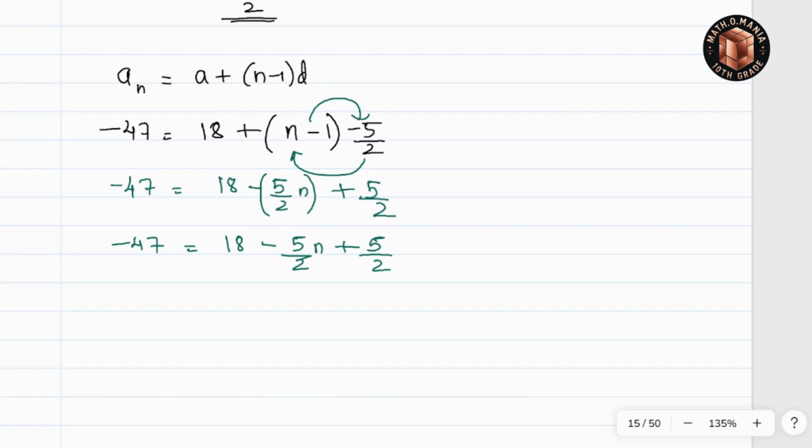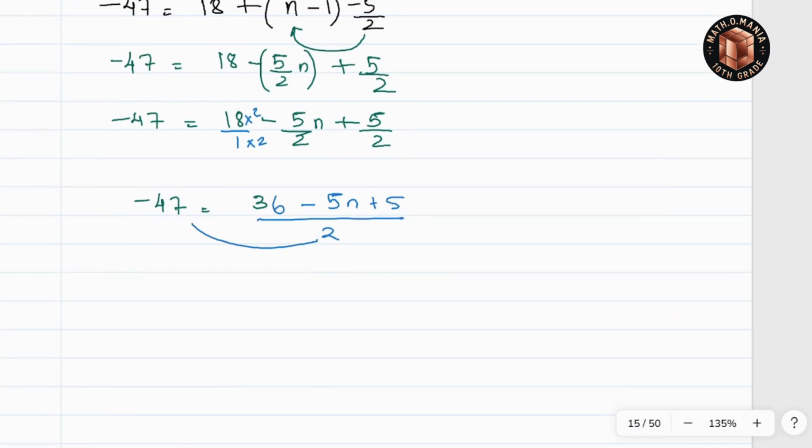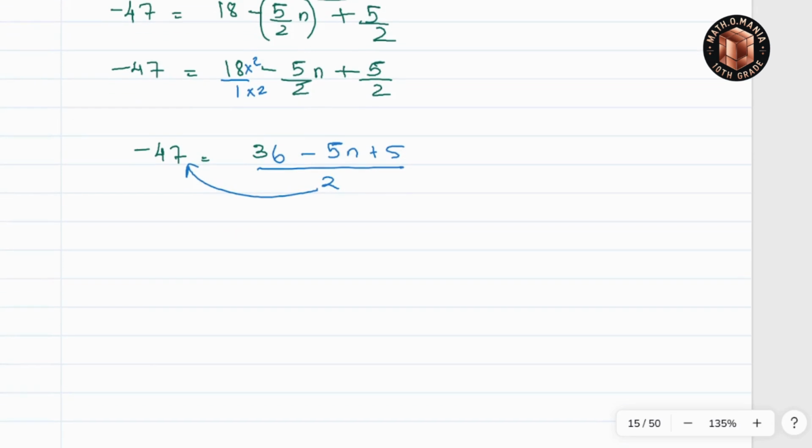Then what we have to do? That is minus 47 equal to, here I will take the LCM. That means I need to multiply with 2 on both sides in this part. That is equal to 36 minus 5n plus 5, the whole divided by 2. This 2, I will take to the opposite side. That is 47 into 2, minus 94, equals 36 minus 5n plus 5.